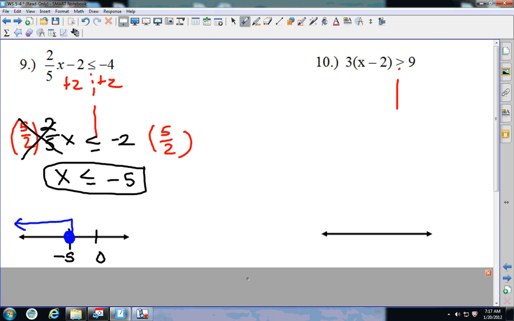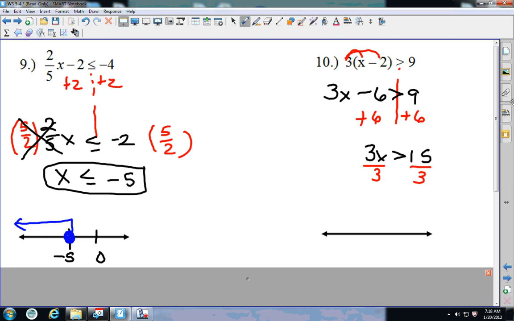The next one, you have a number outside the parentheses. That means you have the distributive property. So I'm going to take 3 times x and 3 times negative 2. So 3 times x is 3x. 3 times negative 2 is negative 6, is greater than 9. You're going to add 6 to each side. You get 3x is greater than 15. Divide by 3. And you get x is greater than 5.